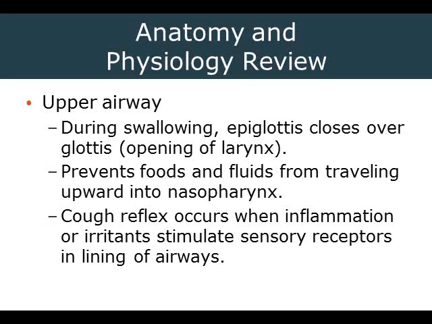The cough reflex occurs when inflammation or irritants stimulate the sensory receptors in the linings of the airway. So we have cough reflex sensors everywhere in our upper and lower airways. It causes us to try to forcefully expel any irritants or any materials that aren't supposed to be there.